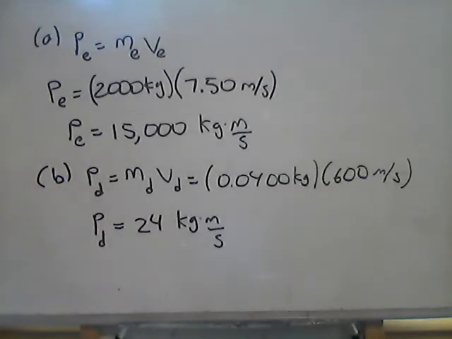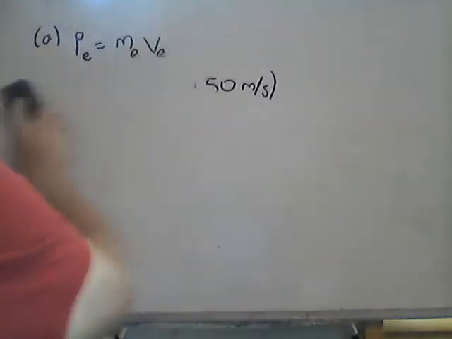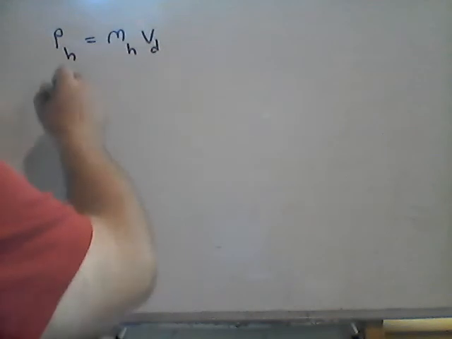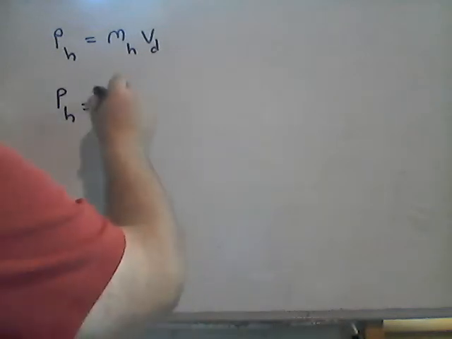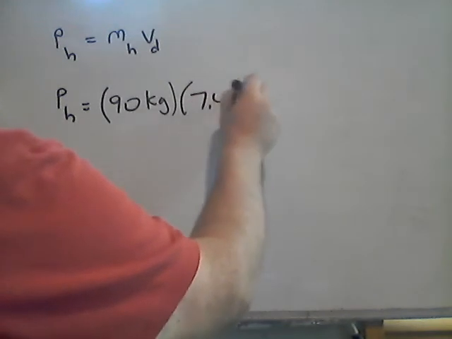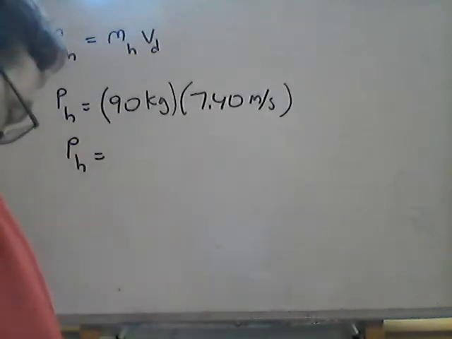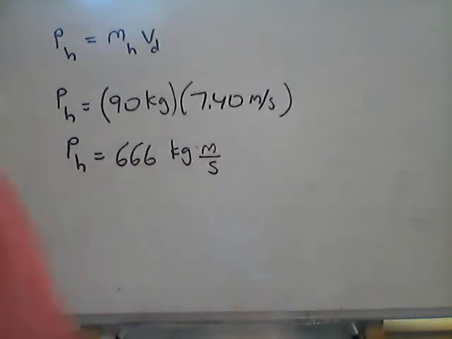And I'm now gonna do the hunter. Momentum of the hunter: mass of the hunter times speed of the hunter, or velocity of the hunter, or should be. That's all in one dimension. The mass of the hunter is 90 kilograms, and he is running at 7.40 meters per second. The momentum of the hunter is going to be 666 kilograms meters per second.